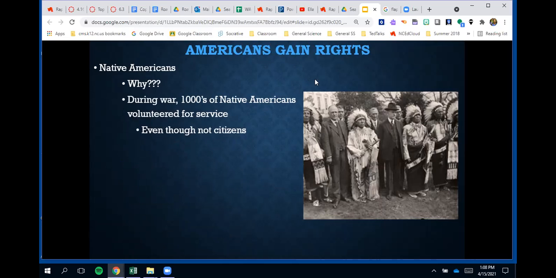And Native Americans fought for the United States in World War I. They literally risked their lives to fight for this country. And they came back home and did not have citizenship. Think about that.